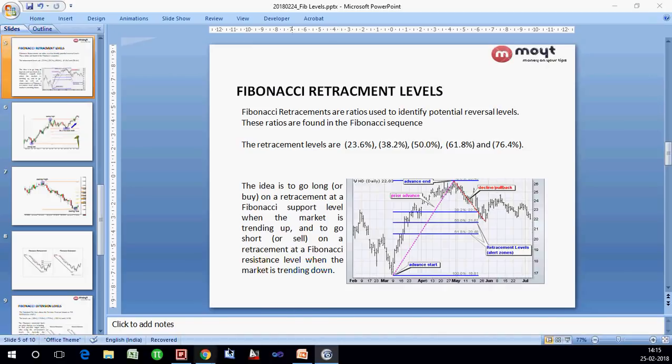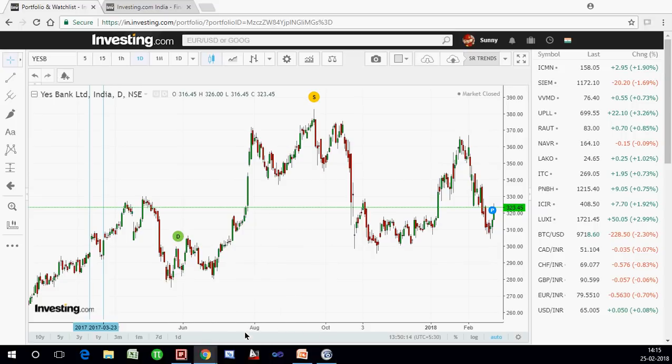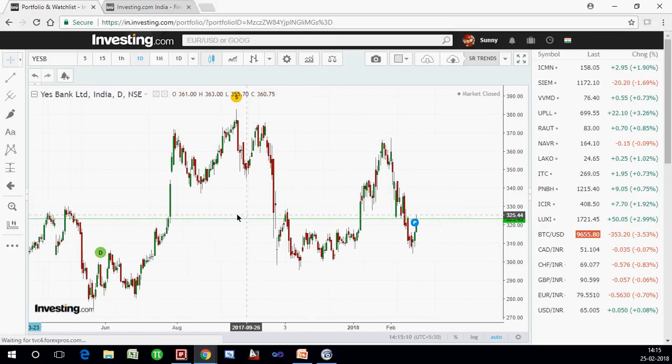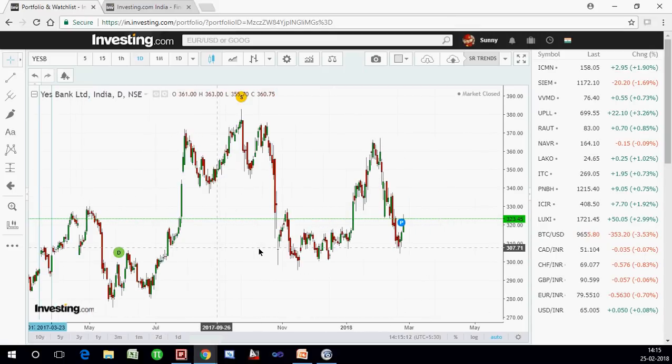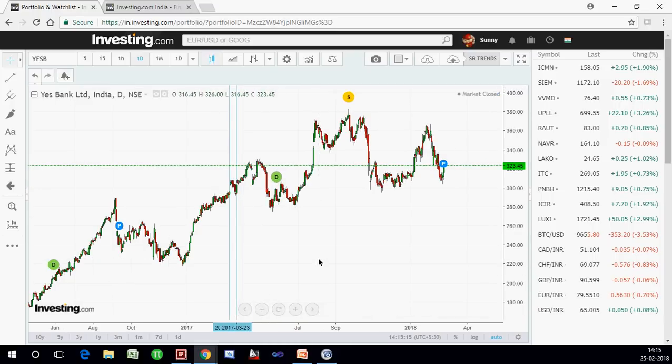Now simply, what are we trying to do here? So let me see. I have taken a chart of Yes Bank. Okay, this is the chart of Yes Bank. At any point, let's suppose we are here, right? This future is not known to us. This has not happened. You would agree with me? We don't know what is happening. It is generally said, the right side of the chart is a blind spot. We don't know the future.